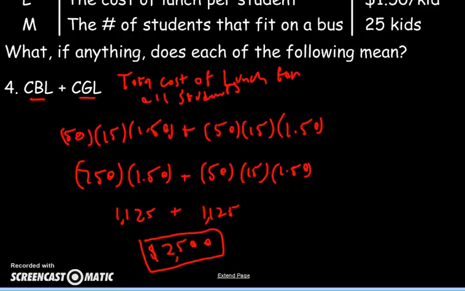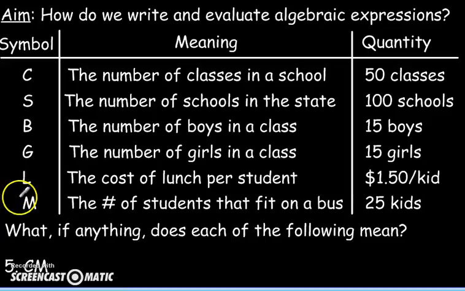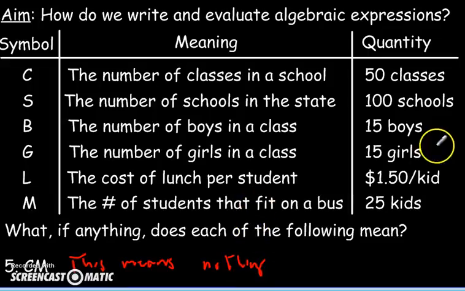Let's look at another example. C times M. That's the number of classes in the school times the number of kids that fit on a bus. I don't believe this means anything. This means nothing. Alright, because classes don't represent a number of children, whereas the number of buses need to deal with children. So it would have to work with B or G in this case.